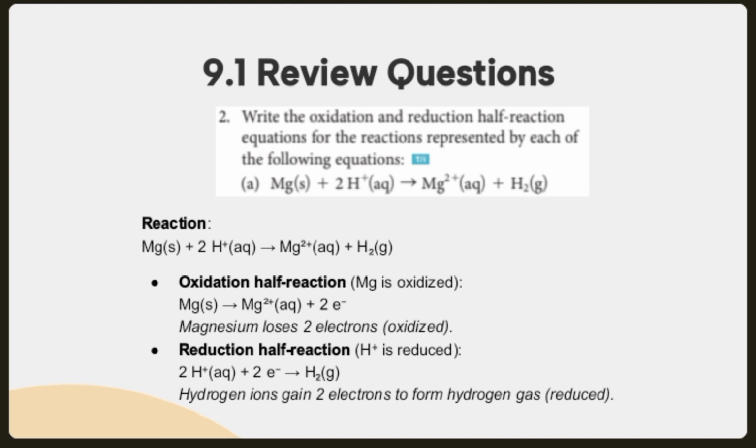The hydrogen ion H+ in the aqueous solution gains the electrons that magnesium lost. 2 hydrogen ions combine with 2 electrons to form hydrogen gas H2, and we write this half reaction as what you see on the slide. Here, H+ gains 2 electrons, which reduces its charge from +1 to 0, forming H2 gas.